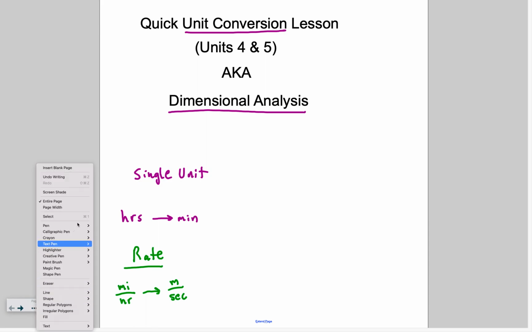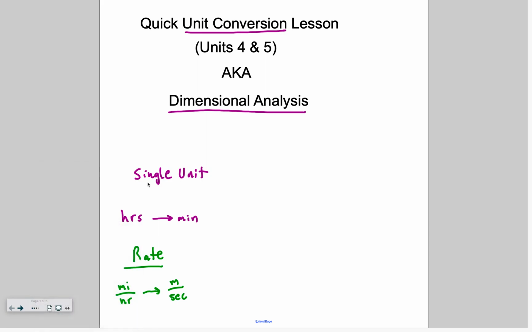And it can be fairly confusing because oftentimes when you are doing a single unit conversion, there are rates involved in that conversion.